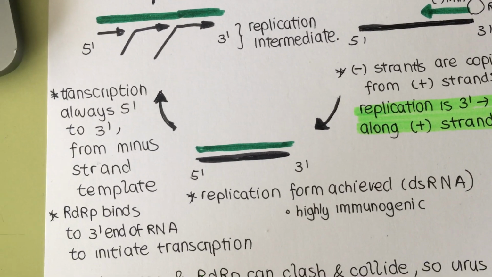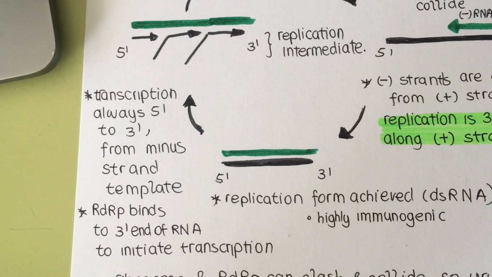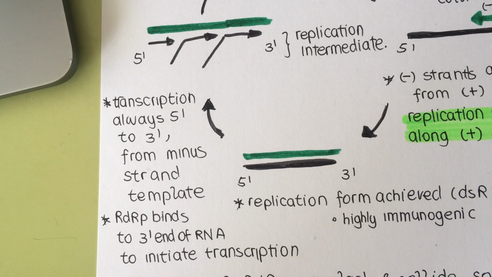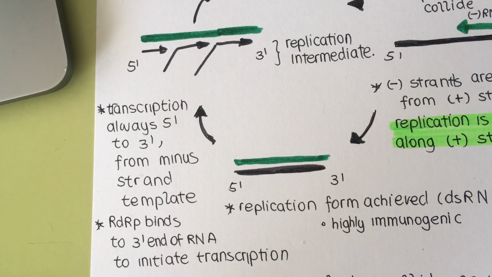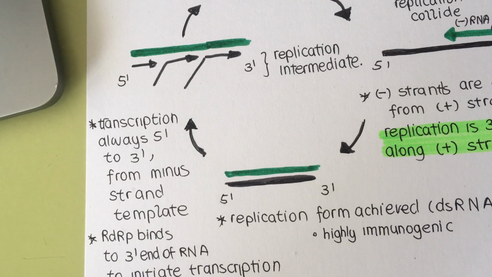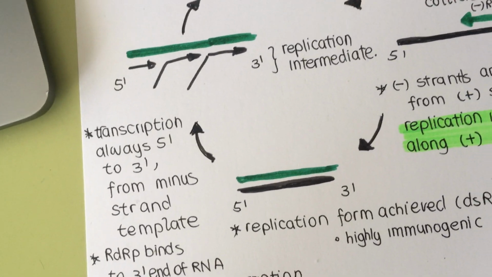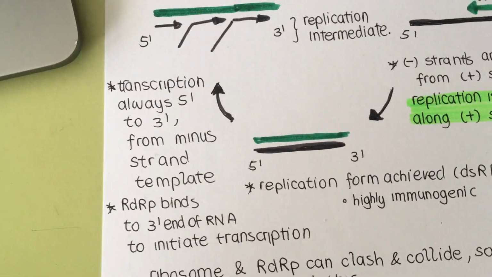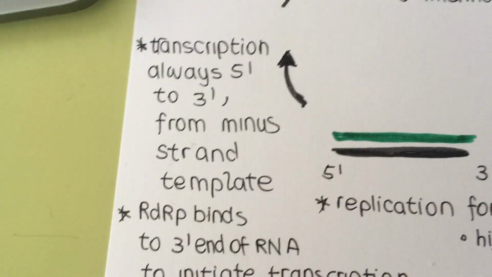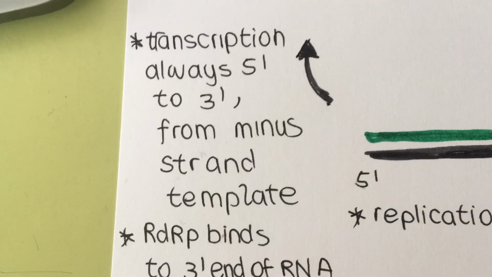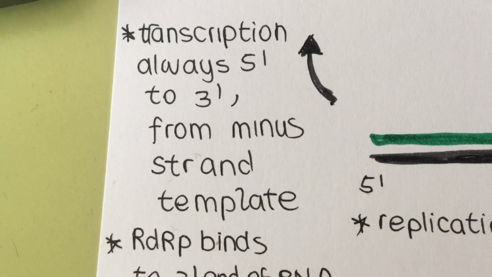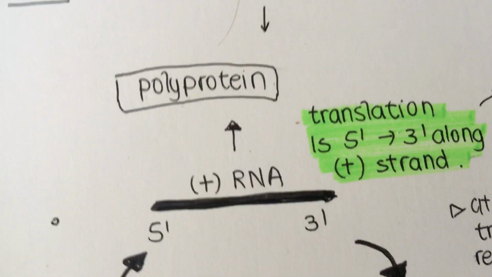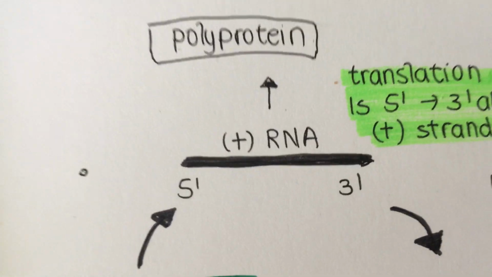Using this negative RNA strand, positive strands can be transcribed from the 5' to 3' direction. And this happens by RDRP binding to the 3' ends and starting synthesis in that manner, after which it is translated again into the necessary proteins.